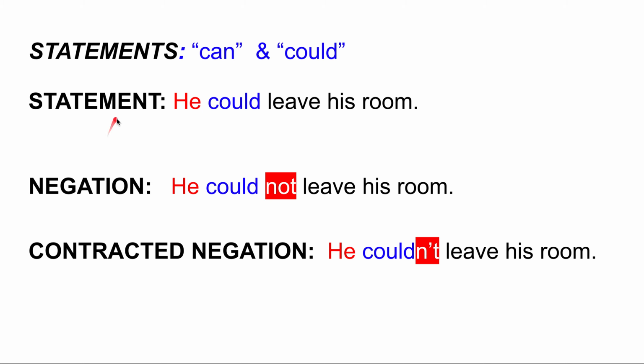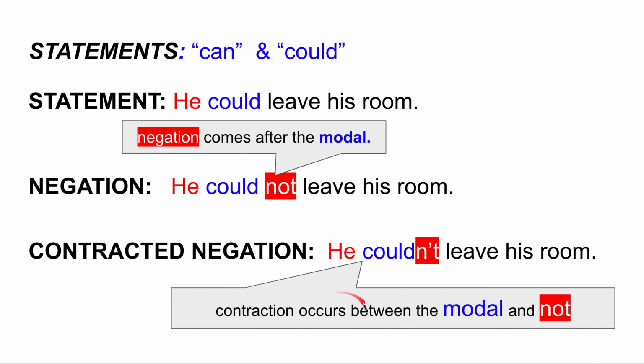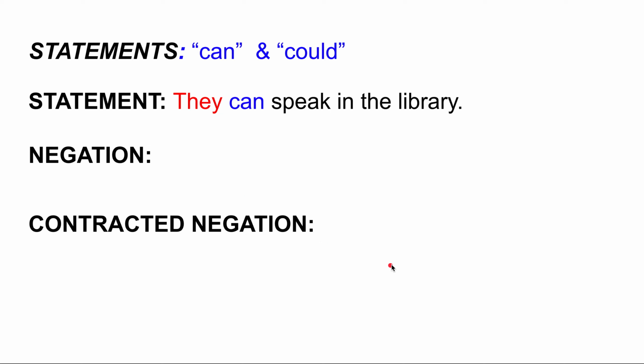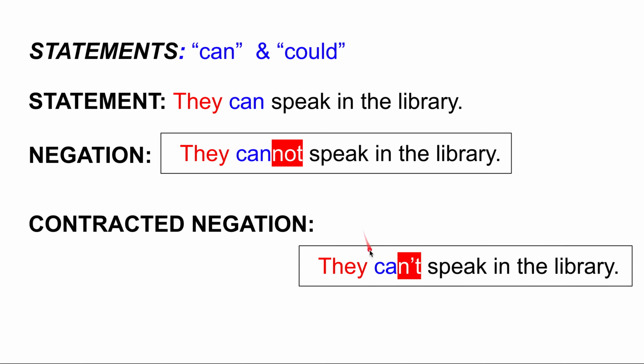If I have a positive statement, he could leave his room, and I want to negate it, remember that the negation comes after the modal, so he could not leave his room. We learned this already. If I want to contract that negation, the contraction occurs between the modal and not, so he couldn't leave his room. Let's look at an example. They can speak in the library. Negation, add not. They cannot speak in the library. Not comes after the modal, can. If I want to contract the negation, they can't speak in the library. The contraction occurs between the modal and not.